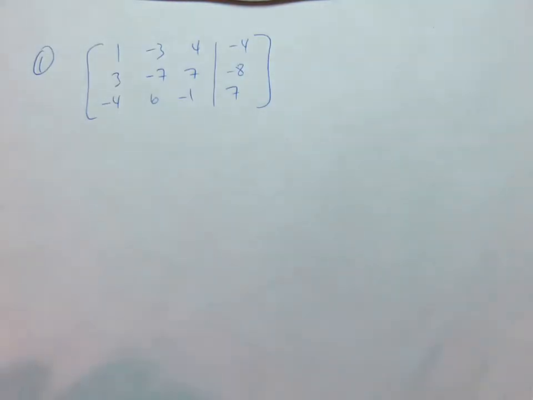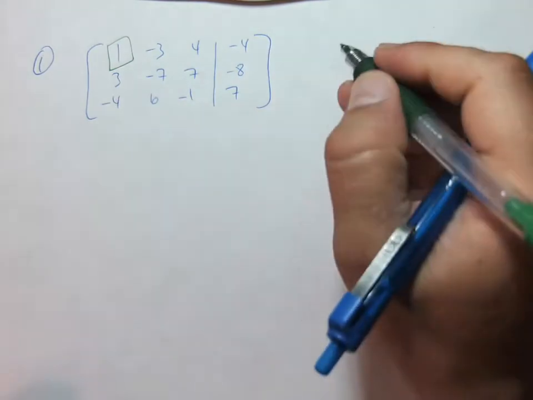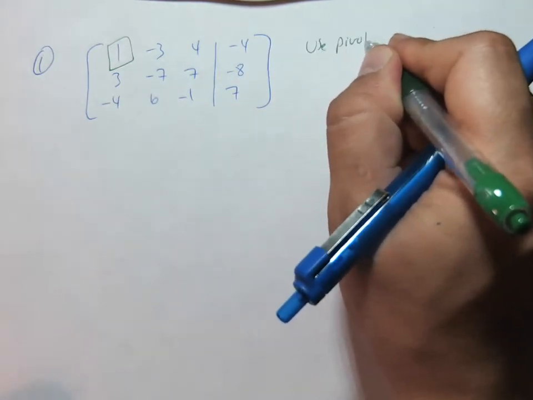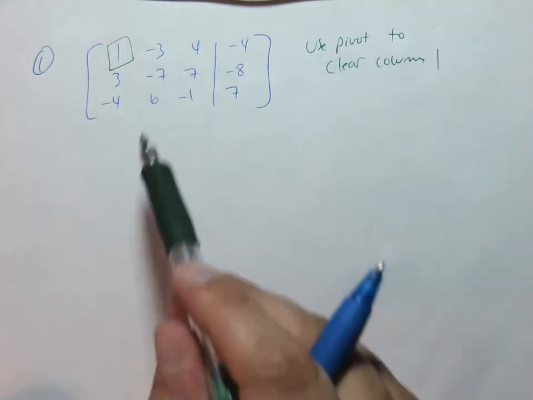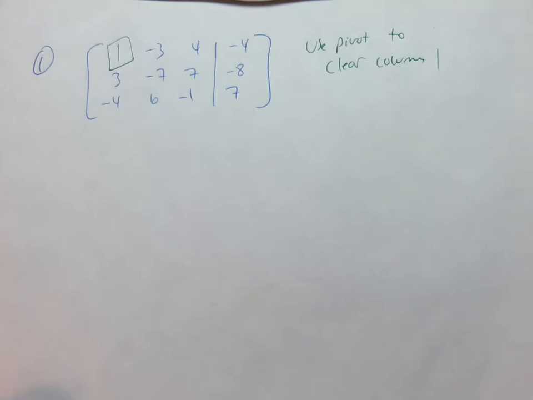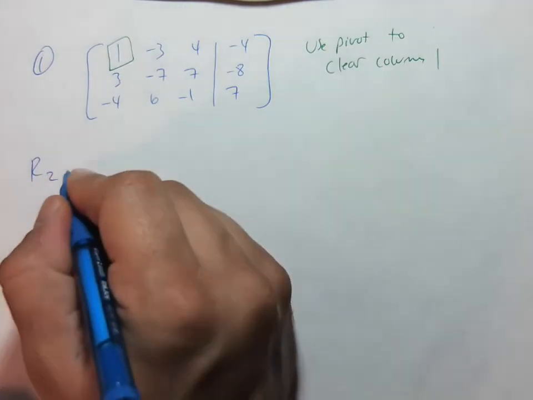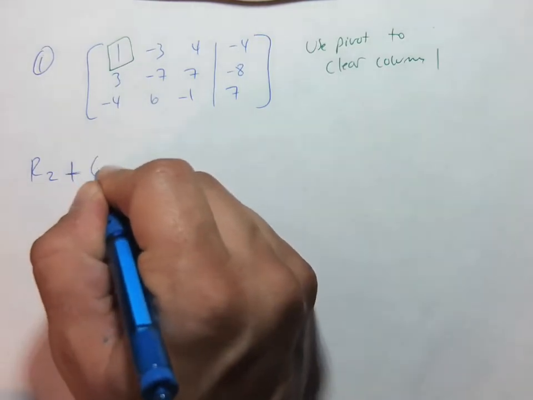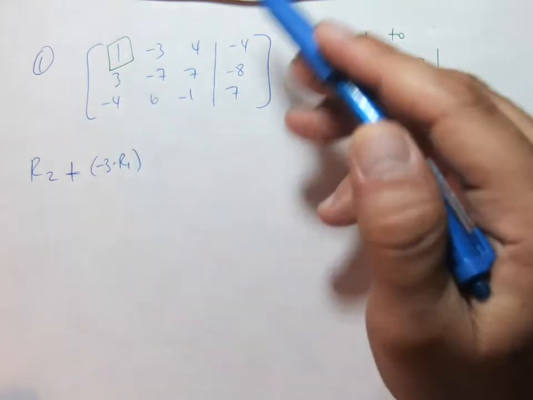Okay. We want a pivot in the upper left-hand corner, just like we did in the last problem. And then we're going to use that to eliminate the things below it, right? So we're going to use the pivot to clear column 1. In other words, multiply this by 3 and use it to cancel that one out. Multiply it by -4 and use it to cancel that one out. I'm going to do that in one step here, but you can do it in multiple steps. So I'm going to take row 2 and add to it -3 times row 1. Make this into a -3, use it to cancel that.